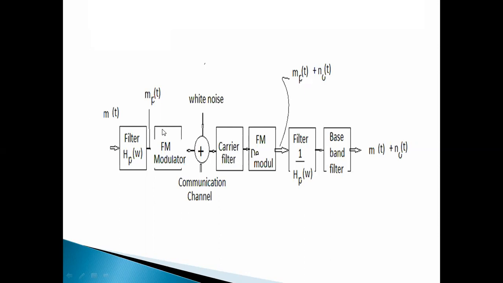So in this, you can observe the block diagram. Before modulation, you use the pre-emphasis network. After demodulation, use the de-emphasis network. So this is the block diagram of the pre-emphasis and de-emphasis networks.